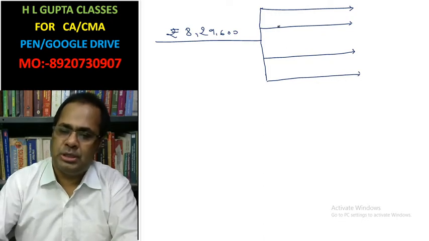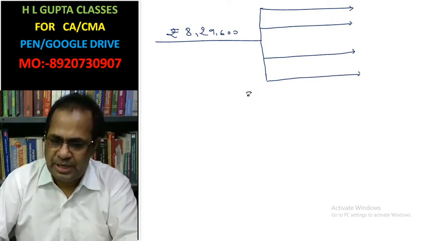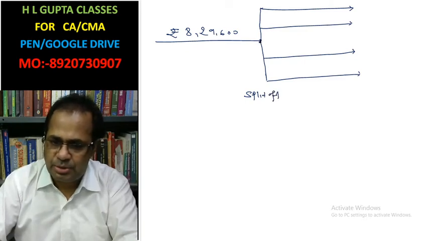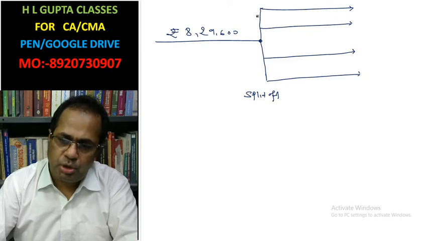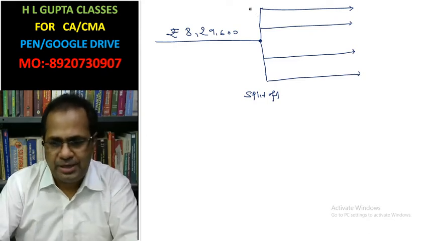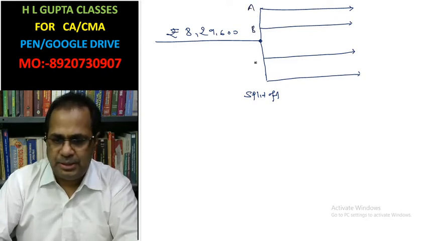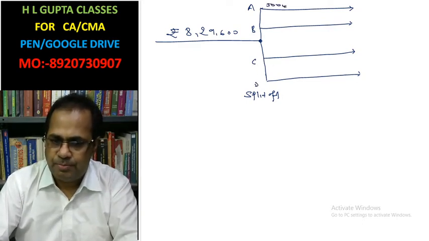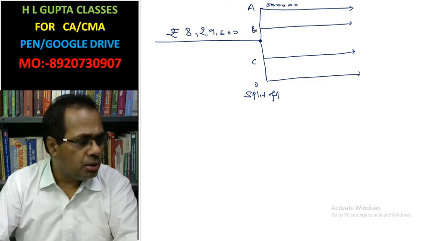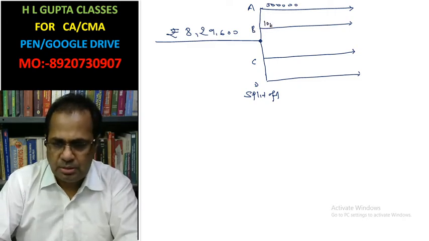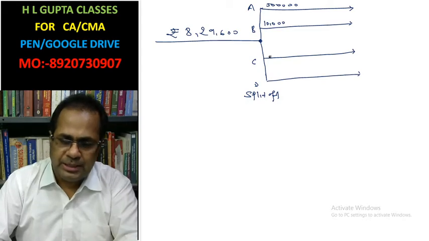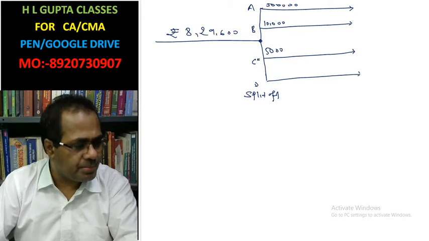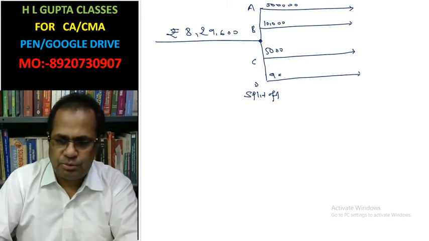These four products, and this point is said to be the split-off point. So what are the products? This is A, this is B, this is C, this is D. A is 5 lakh units. B is 10,000 units. C is 5,000 units. D is 9,000 units.